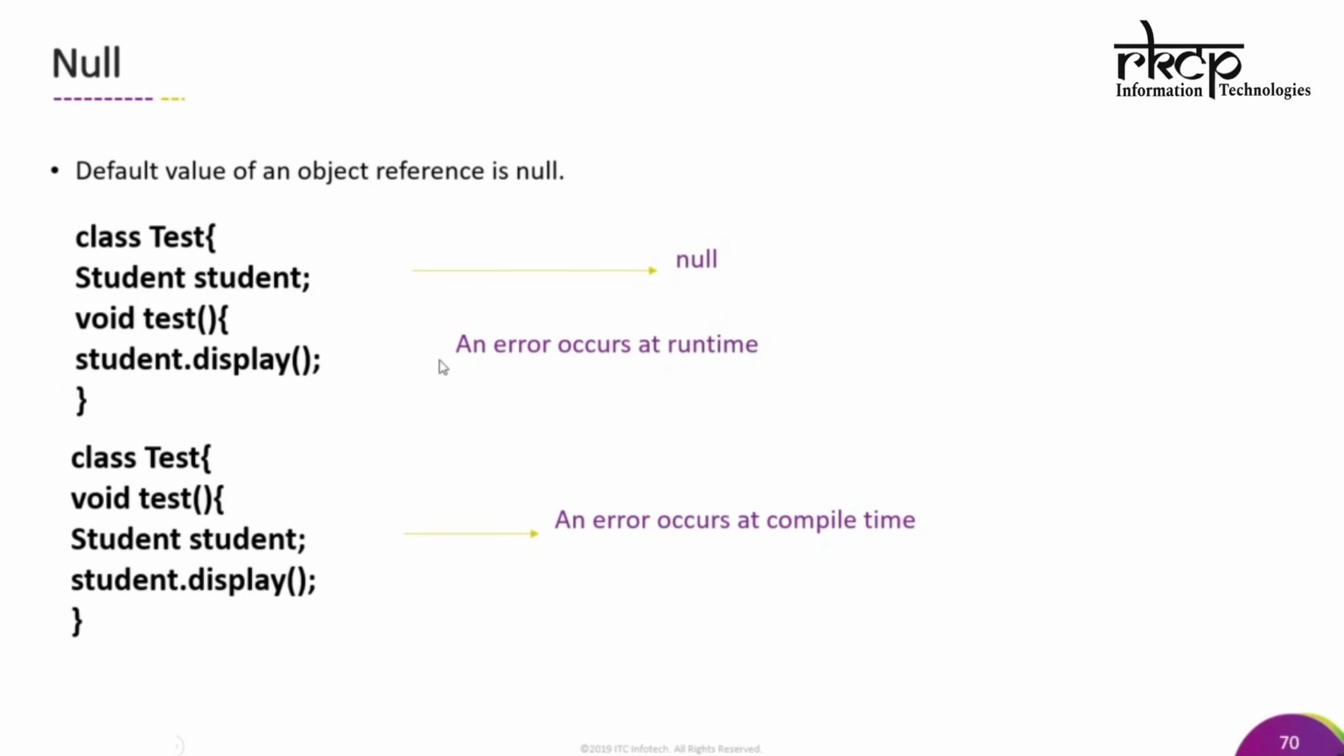Hope you are able to understand this. And there, if you try to call any method of the student class with the help of a null object, it will show an error. It means you are not initializing what you want to use.